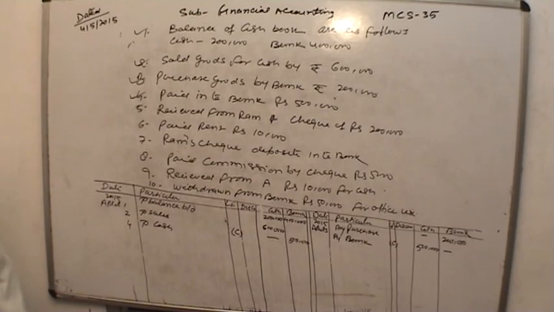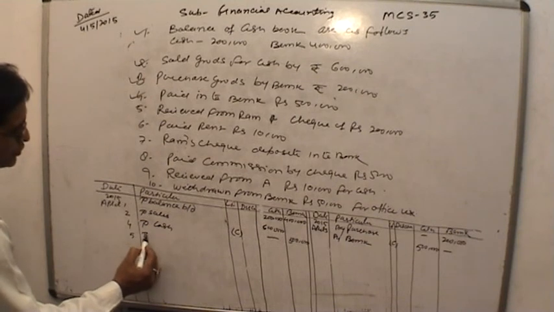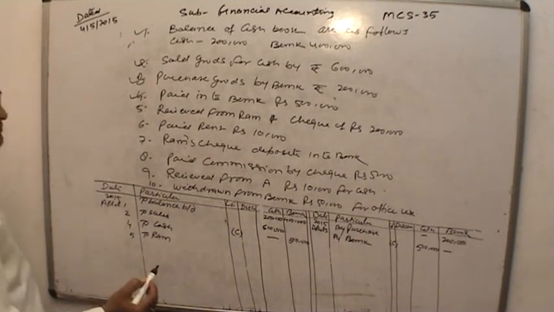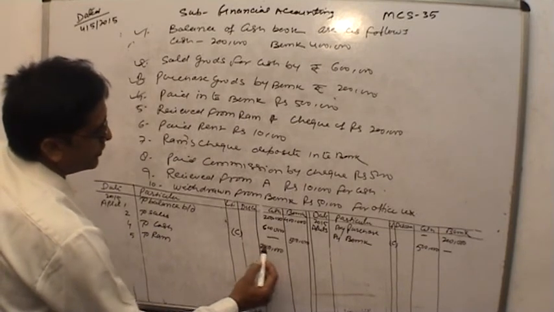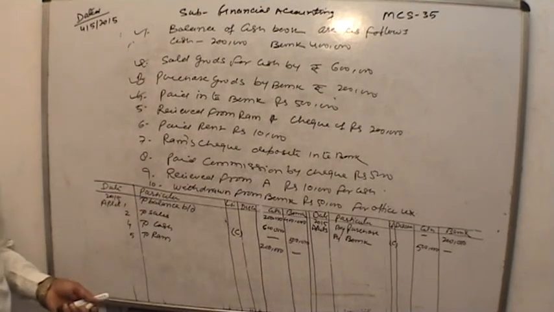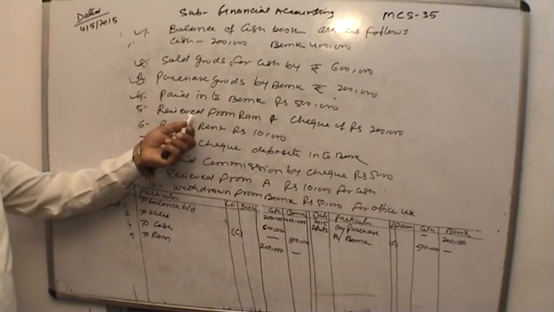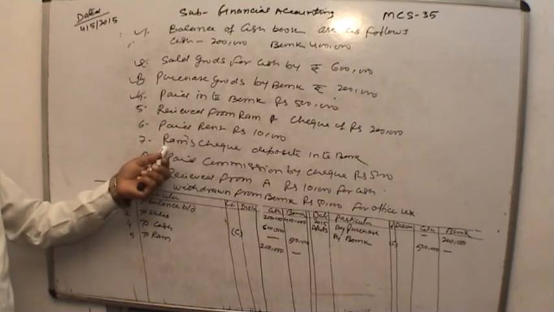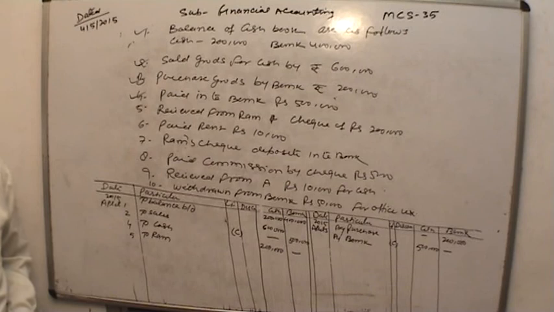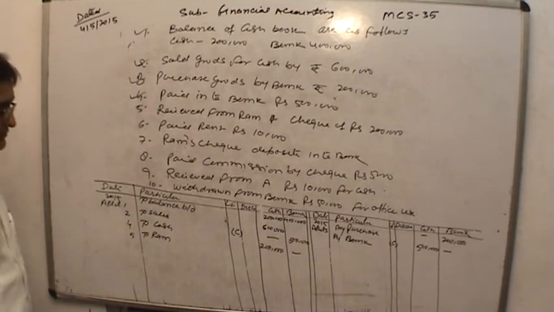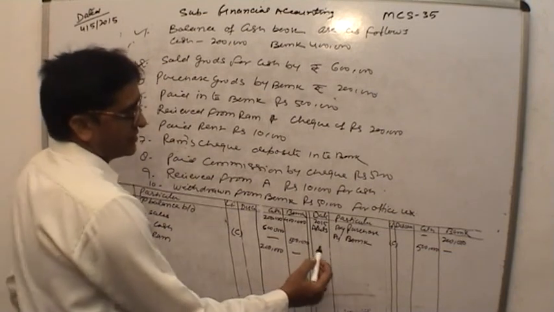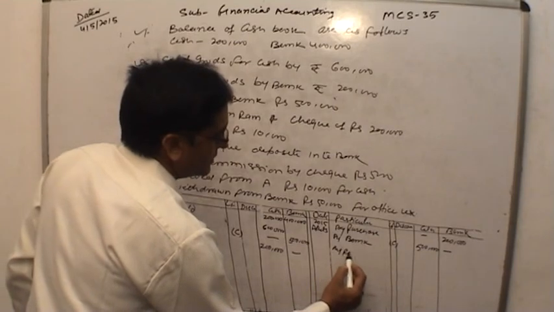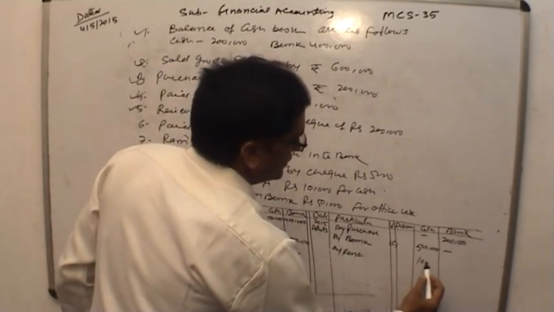Now, received from Ram a check of rupees 2 lakh, to Ram 2 lakh. It is treated as a cash receipt, because it is deposited after a day. Here this check is deposited on 7th of April. Therefore, the check receipt is treated as a cash receipt and entered into the cash column. Then next is paid rent rupees 10,000, by rent 10,000 into the cash column.